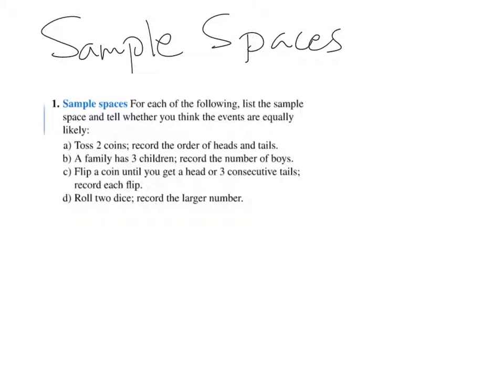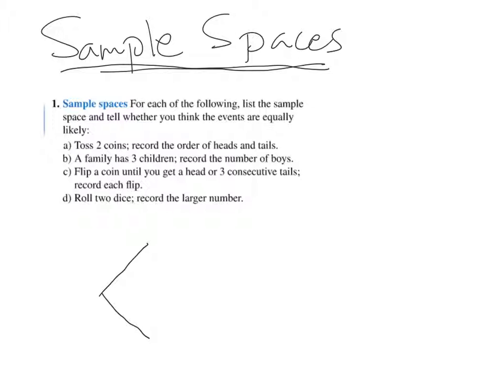So a sample space deals with theoretical probability, and you might have looked at this a little bit in earlier years. We want to list the actual possible outcomes. Some of these are pretty easy to do. Sometimes you'll want to do a tree diagram to help yourself out. And let's look at choice A here.